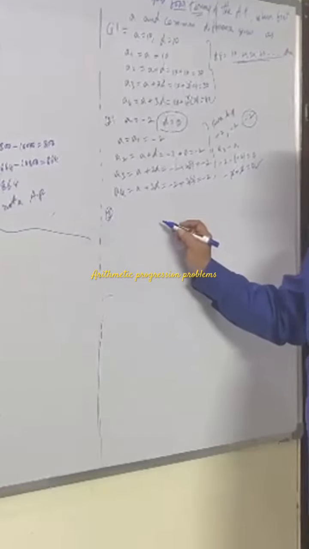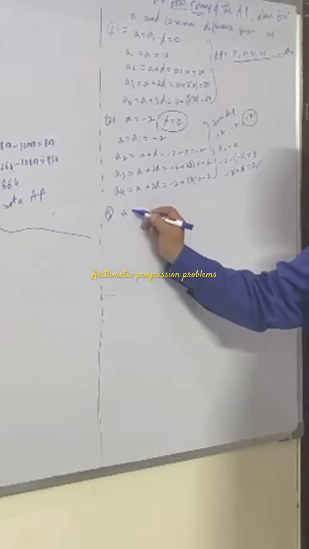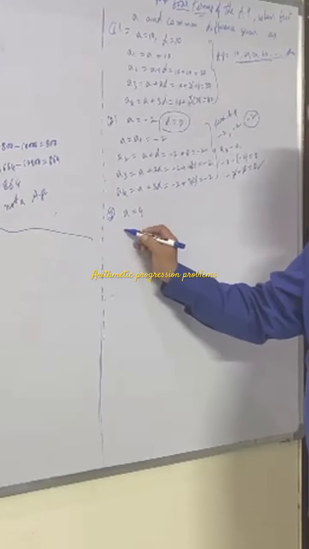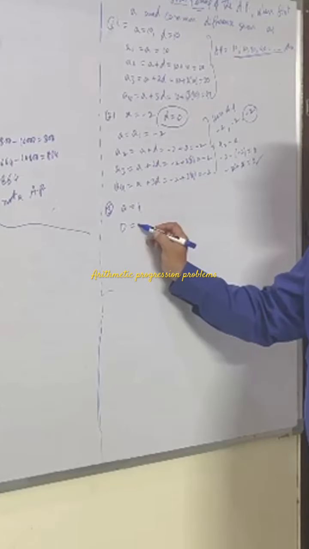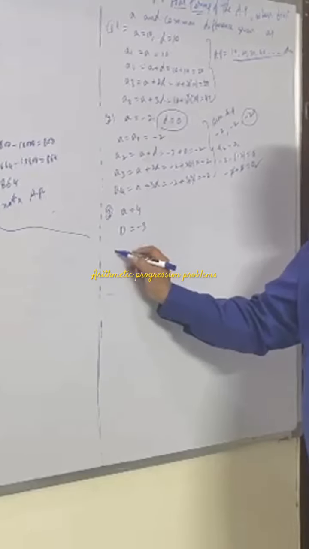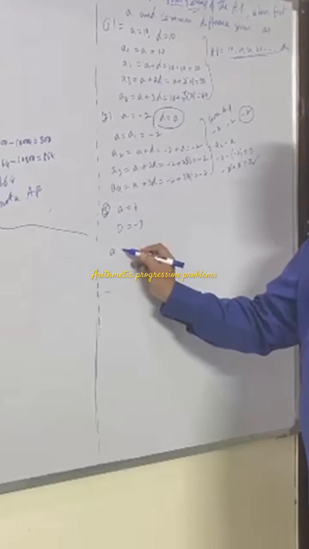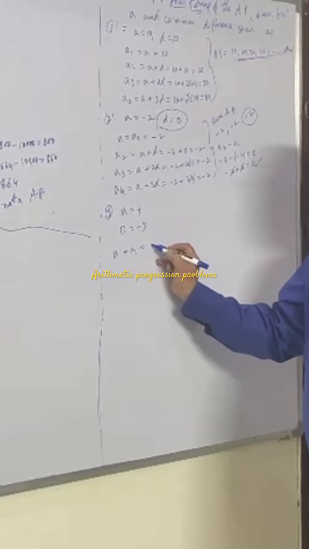Arithmetic progression problems. A is equal to 4, D is equal to -3. Then A1 is equal to how much? A is equal to A1 is equal to 4.